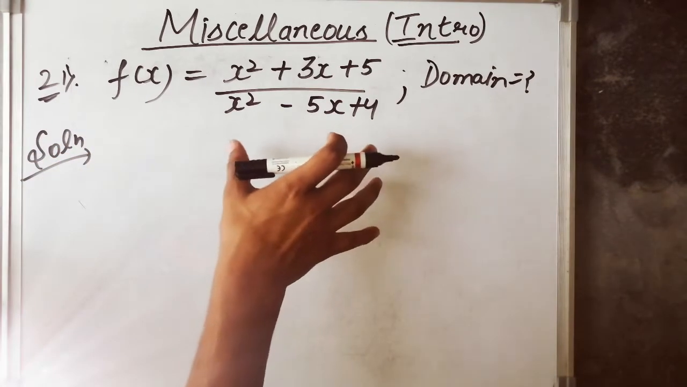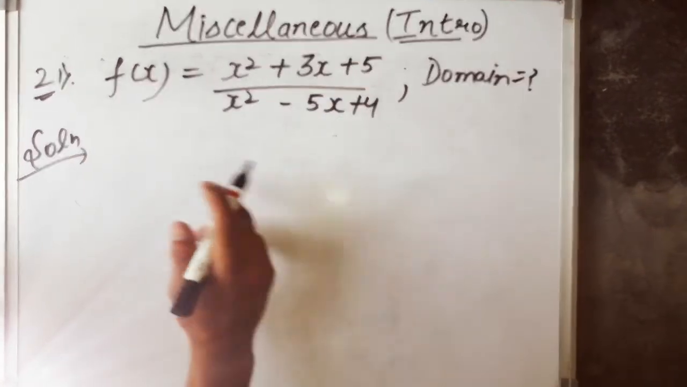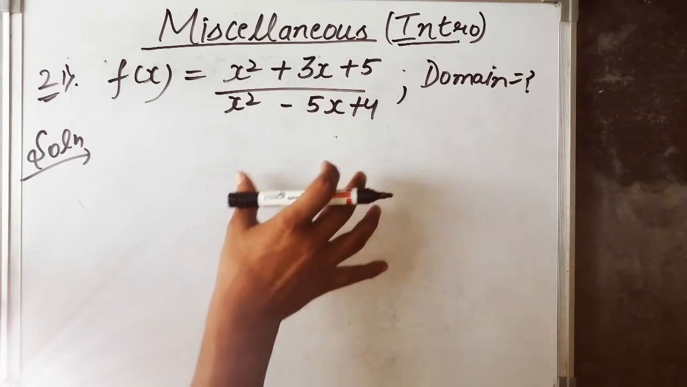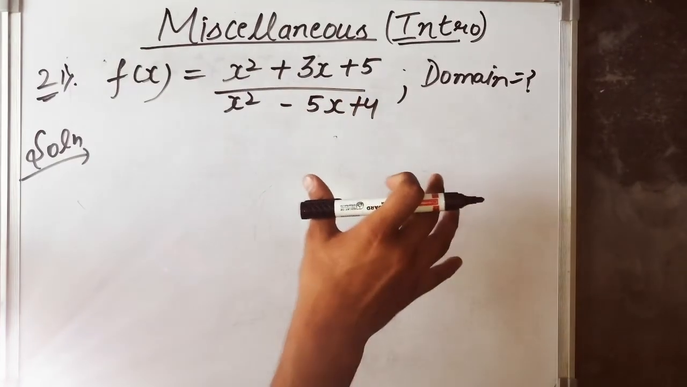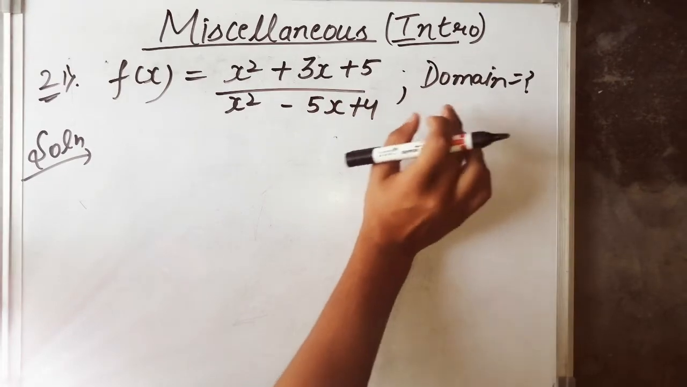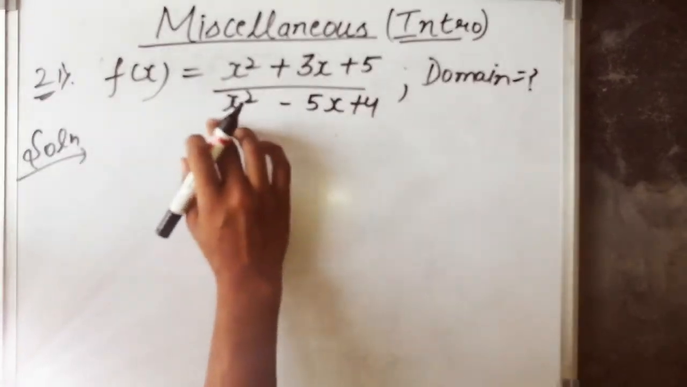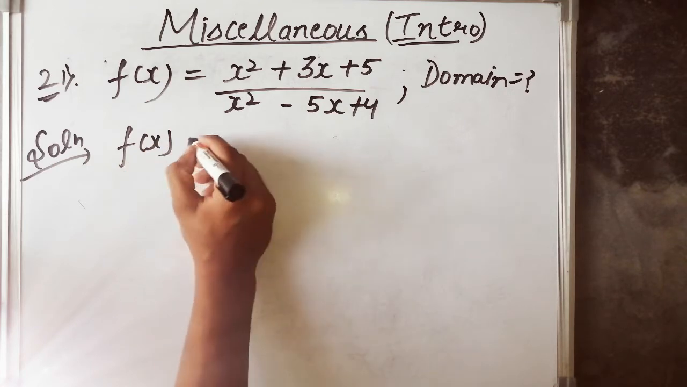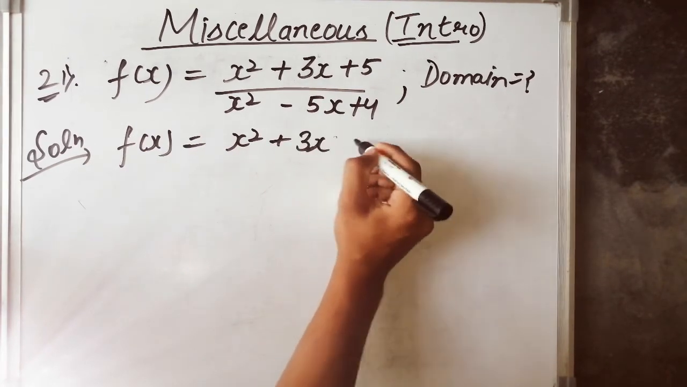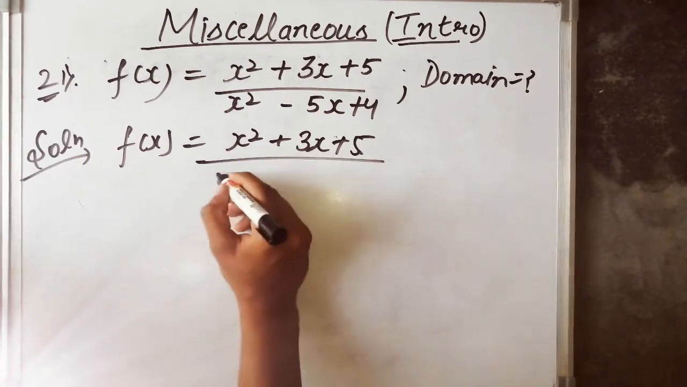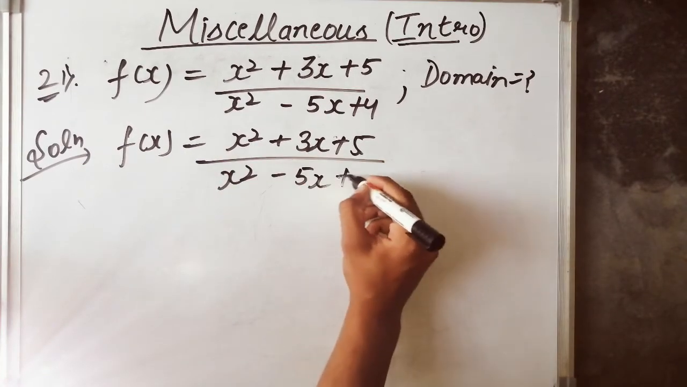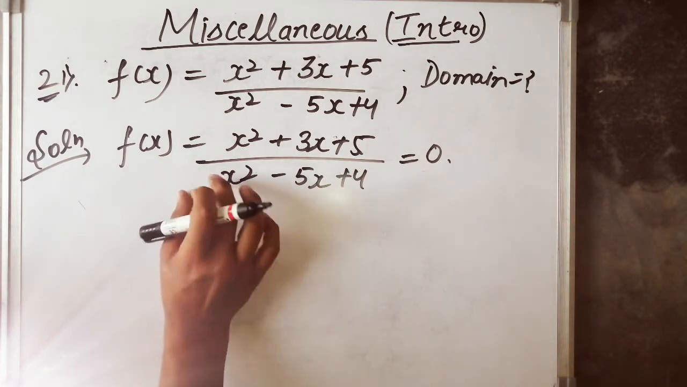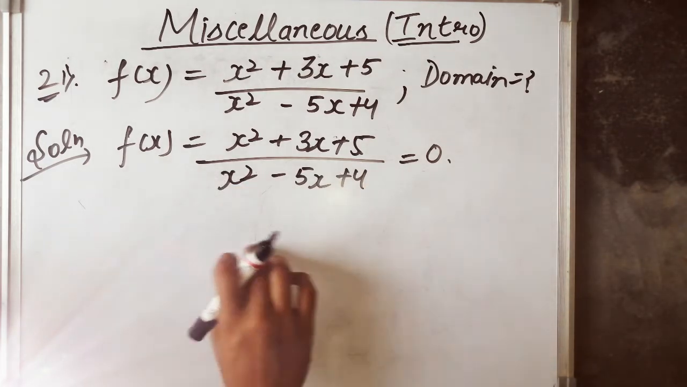This type of question comes in your competitive exams like IIT JEE and NDA, so let's have a look at the solution. The simple trick to solve this question is to take the denominator equal to 0 and find the solution of it. Wait here, let me show you. f(x) equals x square plus 3x plus 5 by x square minus 5x plus 4, let this denominator be equal to 0, and find out the solution of this equation by factorization method or any other method.